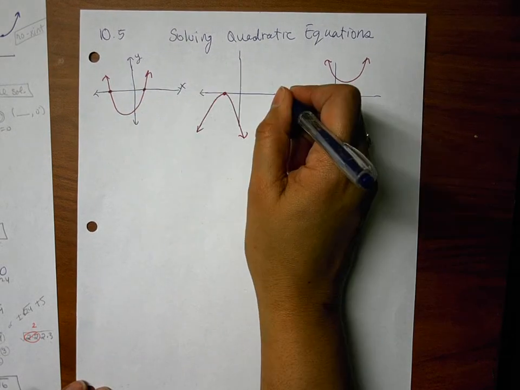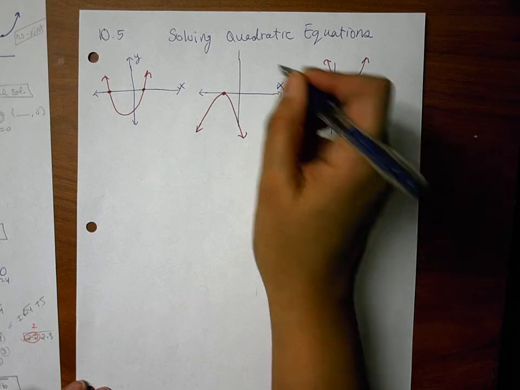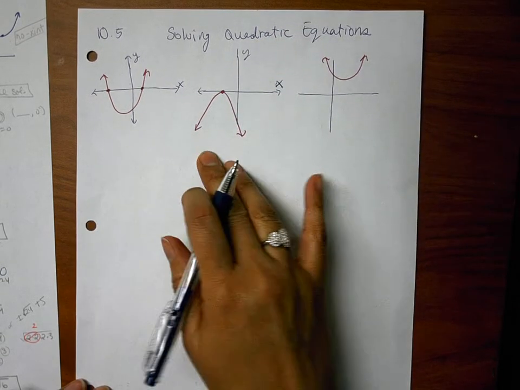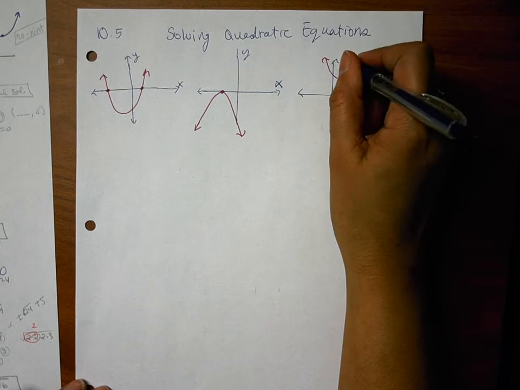And how many are there? Are there one? Are there two? Are there none? Those are the three possibilities we're going to end up with.